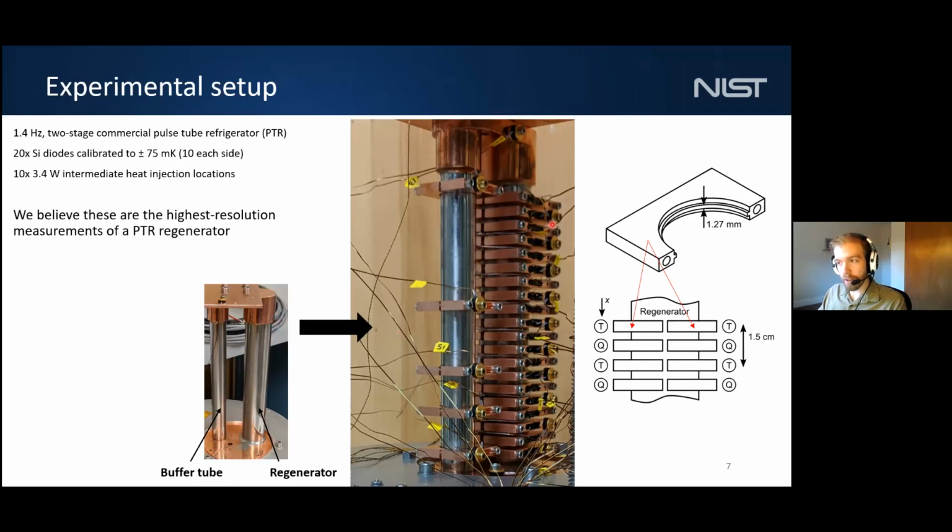So this regenerator, we've actually applied a large amount of copper clamps to. And these clamps are used to monitor temperature or to input heat. And the distance between our thermometers or between our heaters is 1.5 centimeters. So we have a very high spatial resolution measurement of the temperature profile. And we believe these are the highest resolution measurements of the pulse tube refrigerator regenerator ever taken.